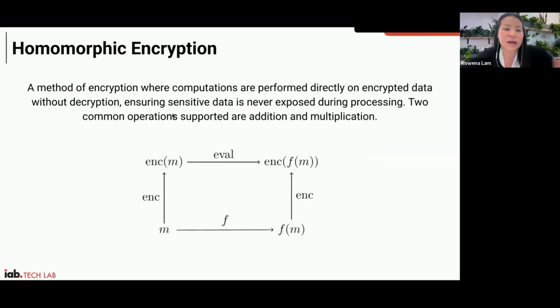The last one that I'm going to talk through a little bit is homomorphic encryption. This is a method of encryption where computations are performed directly on encrypted data without decryption, and it ensures sensitive data is never exposed during the processing. Two of the common operations that are supported are addition and multiplication.